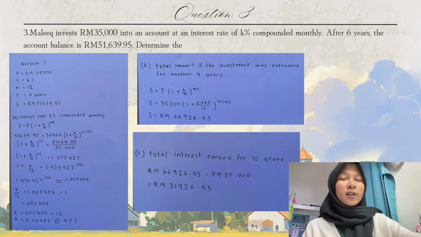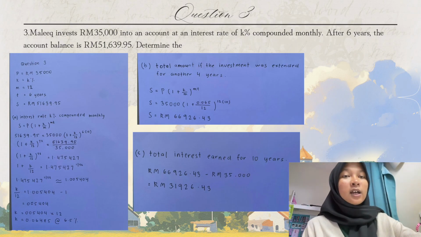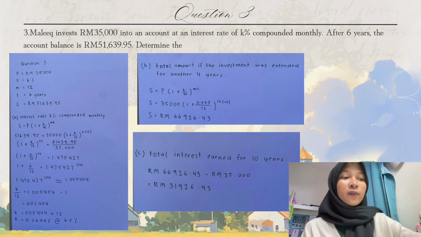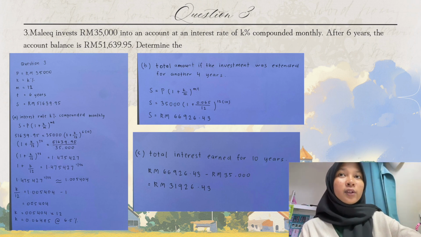Then I substitute all the values into the formula. So it becomes 51,639 ringgit 95 cent equal to 35,000 ringgit in bracket 1 plus k over 12 to the power of 6 in bracket 12. After that, I divide both sides and it becomes in bracket 1 plus k over 12 to the power of 72 equals to 1.475427.